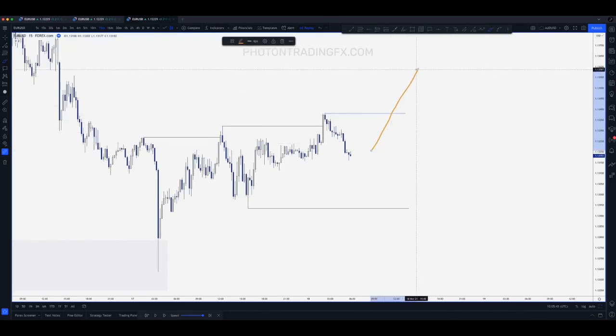And then if we do go on to form a higher high, then what do I do? I just mark out the new range we're within. I wait for price to pull back. I try and buy the high low.